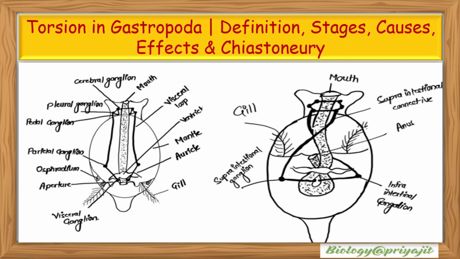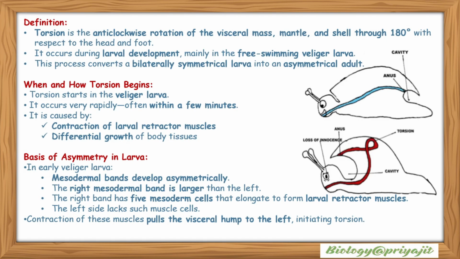The topic is explained today in a simple, step-by-step and diagram-oriented manner, highlighting the differences between before and after torsion and clarifying common confusions such as torsion versus shell coiling. This lecture is specially designed for undergraduate and postgraduate zoology students with a strong focus on exam-oriented concepts and conceptual clarity. So what is torsion?